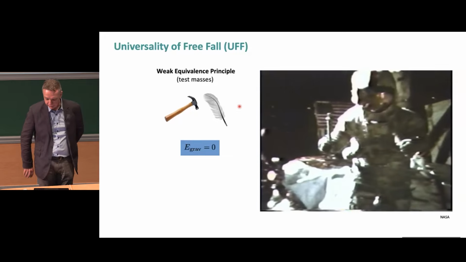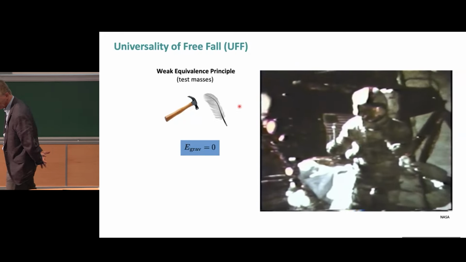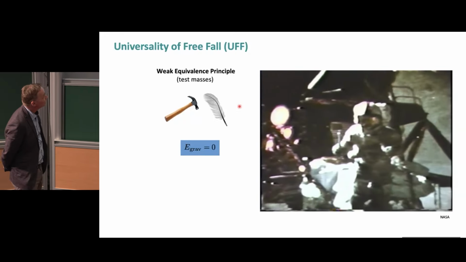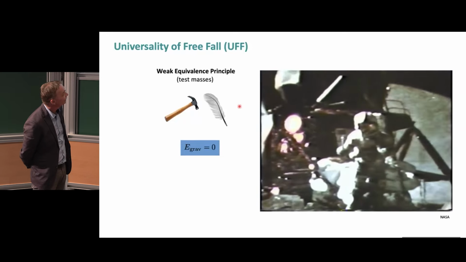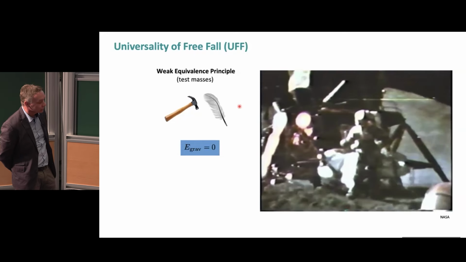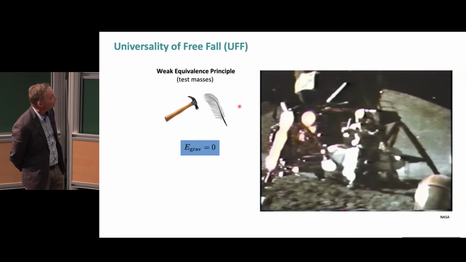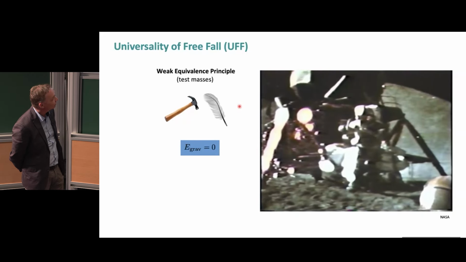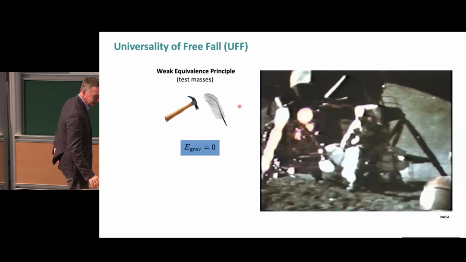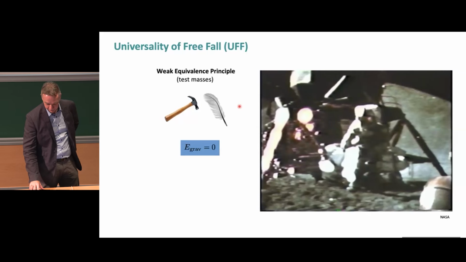This is an experiment they actually did in Apollo 17 on the moon. So he has a hammer and a feather in his hand, and there's some sound which I don't transmit now, but he will at some point drop this, and you will see that the feather and the hammer, this is a high precision experiment obviously, but they fall and hit the surface at the same time.